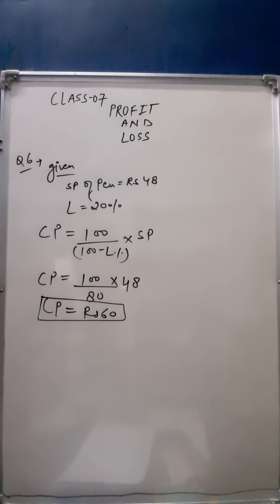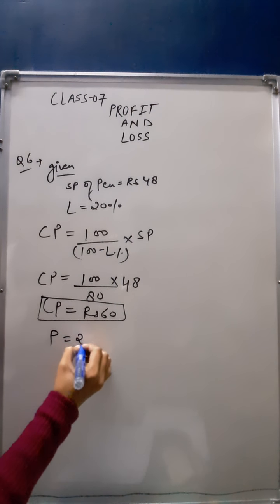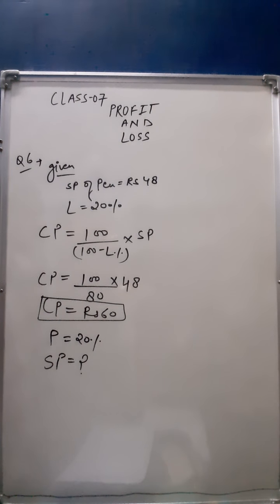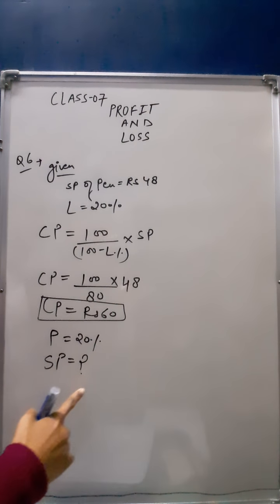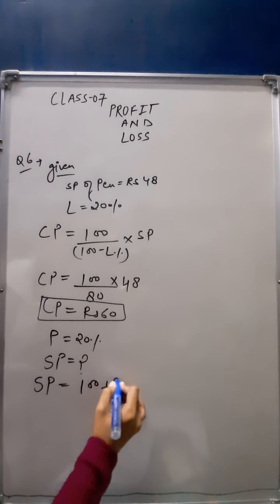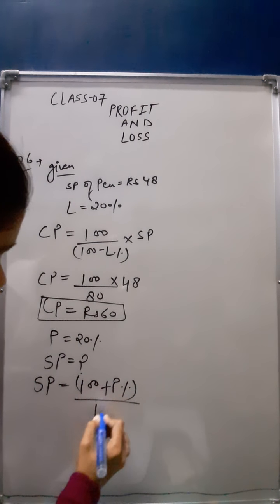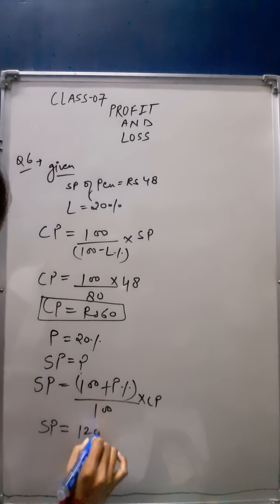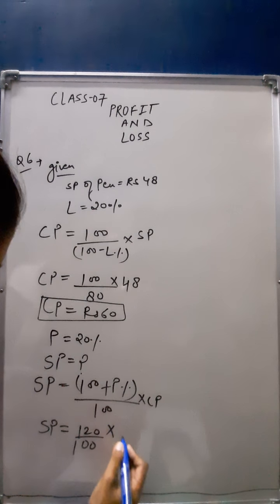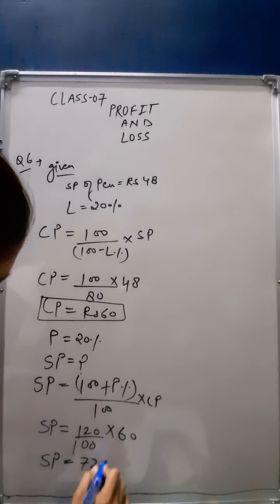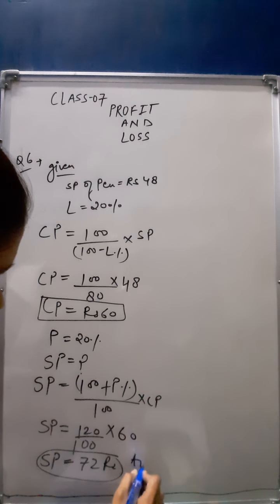Further in the question, what they are saying is, in order to gain 20%, that is, at what price should we sell it so that we get a 20% profit. Now we have the cost price and the profit percent, so we can easily calculate the selling price. We calculate this using this formula. Put the values. You will get your selling price, 72 rupees. This is your answer.